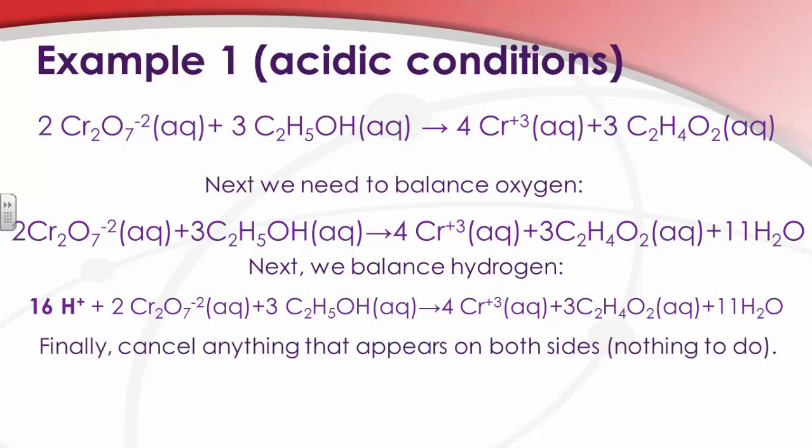Okay, so finally what we want to do is see if there's anything that's on both sides of the reaction that we could cancel. For example, some water or some protons or anything like this. We can also see if maybe there's a common factor across these, and of course there isn't because we have a 3 in it too. So there's nothing to do here.